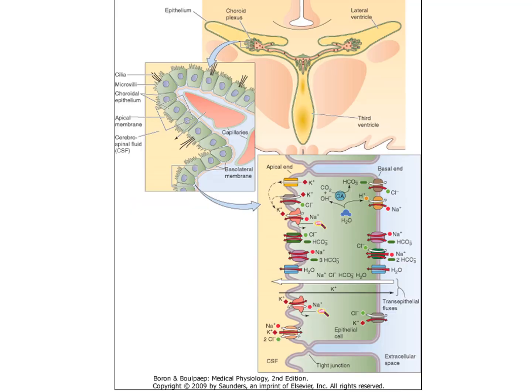Let's look at a picture, because I don't know if that made a lot of sense. So we have then a choroid plexus, which is in the ventricles.